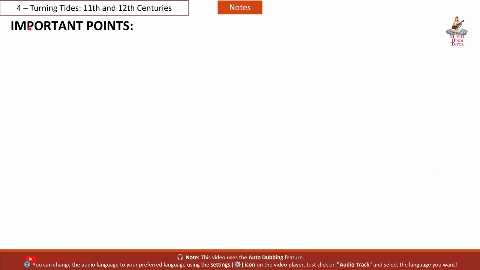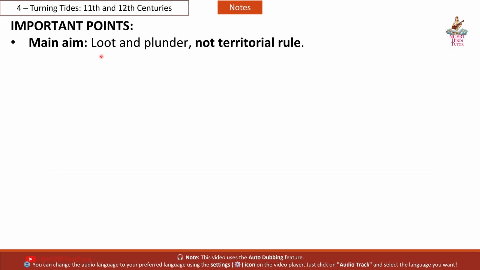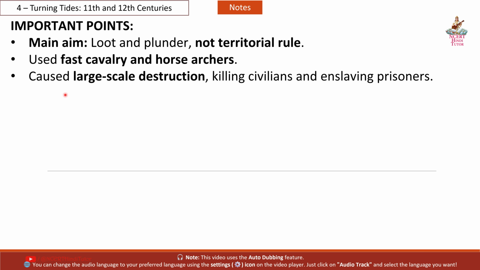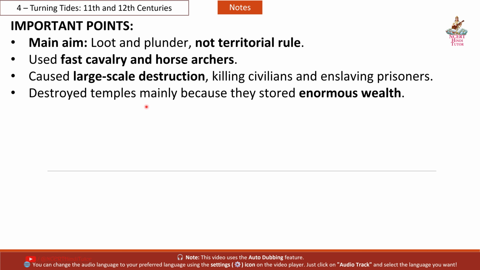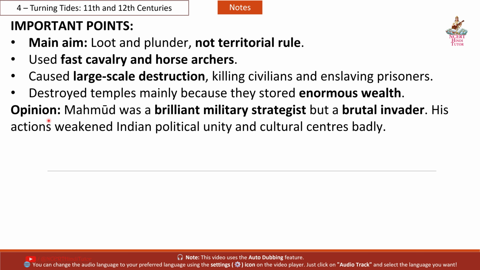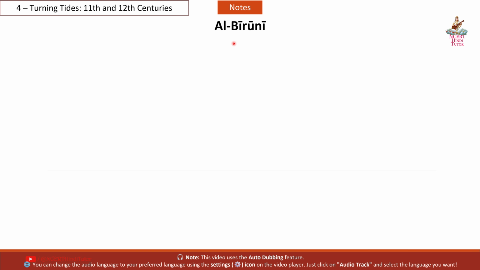booty. Important points: main aim loot and plunder, not territorial rule, used fast cavalry and horse archers, caused large scale destruction, killing civilians and enslaving prisoners, destroyed temples mainly because they stored enormous wealth. Opinion: Mahmud was a brilliant military strategist but a brutal invader. His actions weakened Indian political unity and cultural centers badly.